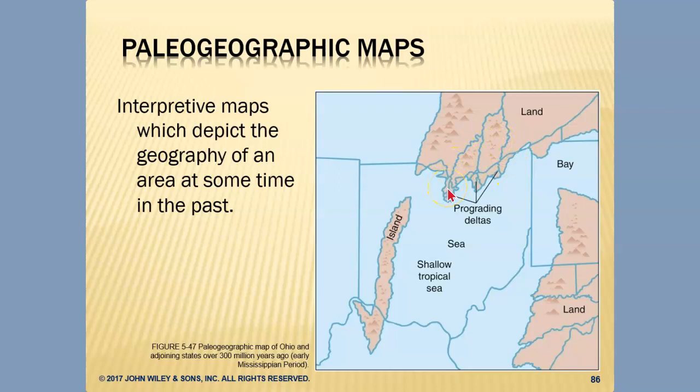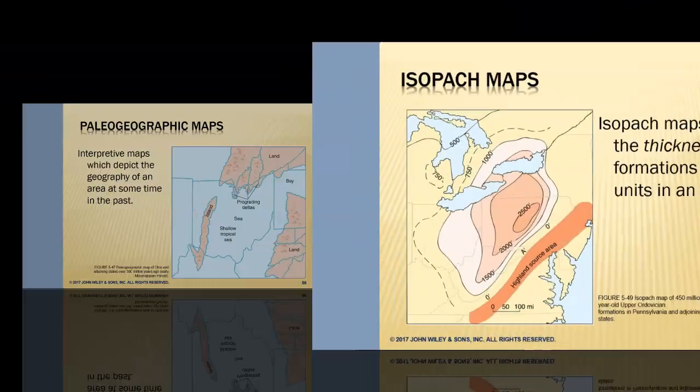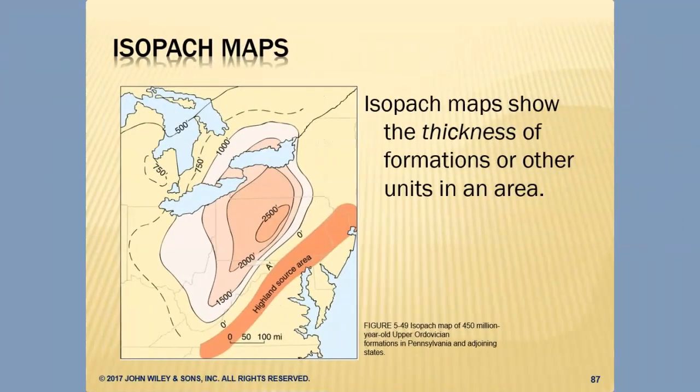And how do we know that there was a delta there? We look at deltaic sediments of the present and apply it to the past. Again, the principle of uniformitarianism. Here's something called an isopach map. This isopach map shows the Midwest and the East, and it shows the Ordovician formation in Pennsylvania and the adjoining states there. And the isopach map shows the thickness of formations or other units in that area.